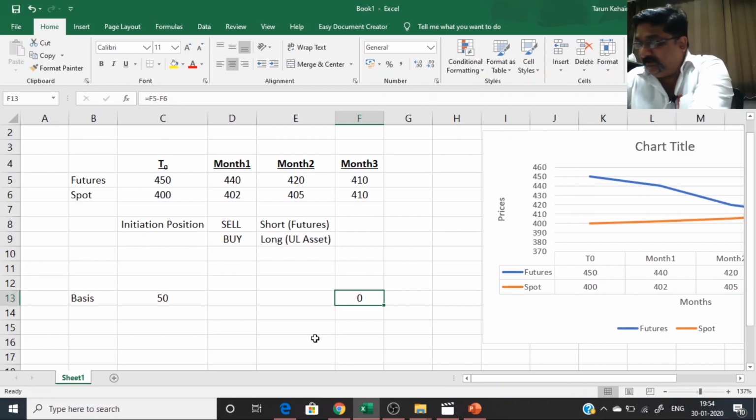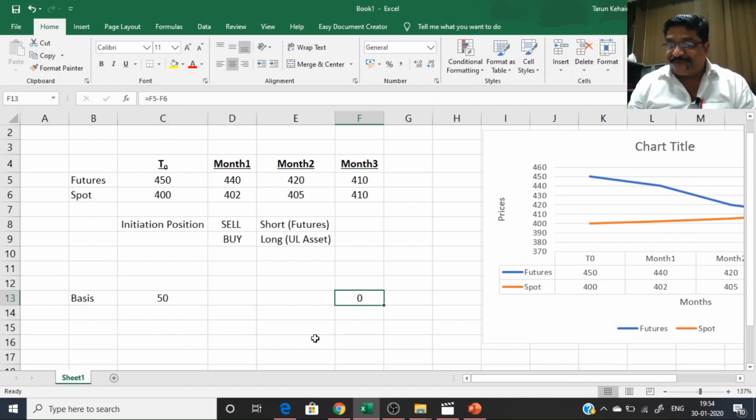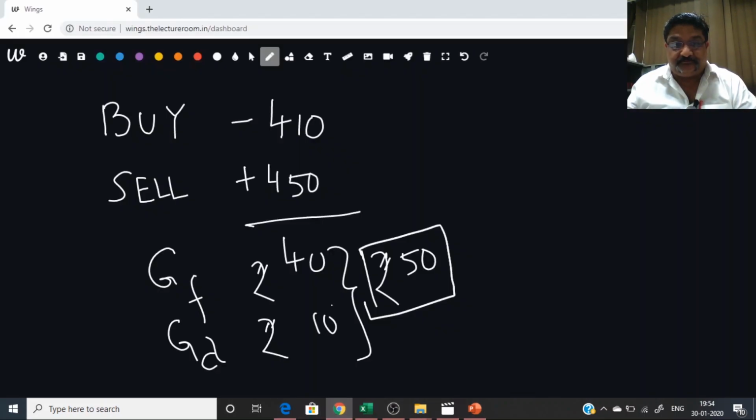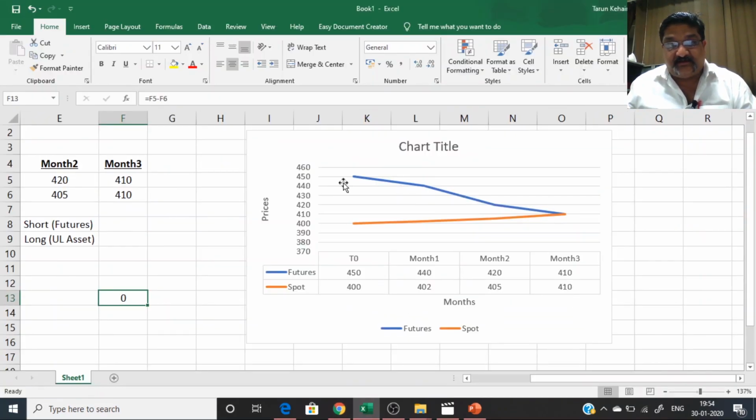Now let us try to interpret this data. If you look here, he has made a gain of 50, right? And the basis was also 50, right? Now, let us also try to understand what is the change in the basis by looking at the graph. When he started the contract, his basis was 50. At expiry, the basis is 0. So the basis has actually changed by 50, and that is the gain that he has made on the expiry. This is not a coincidence, mind you. You will see that in all the months.